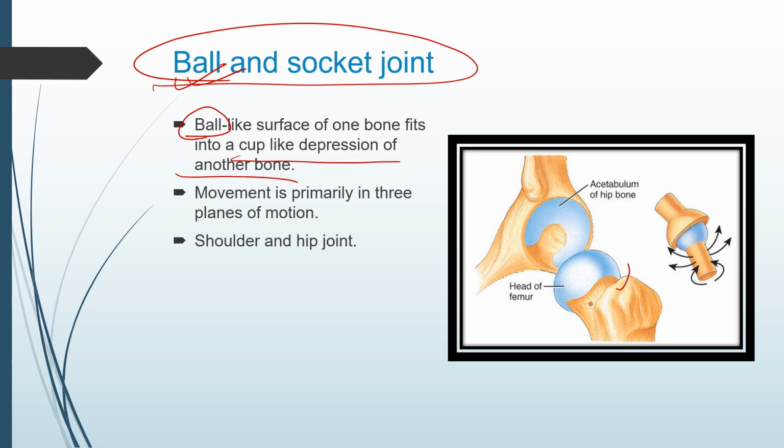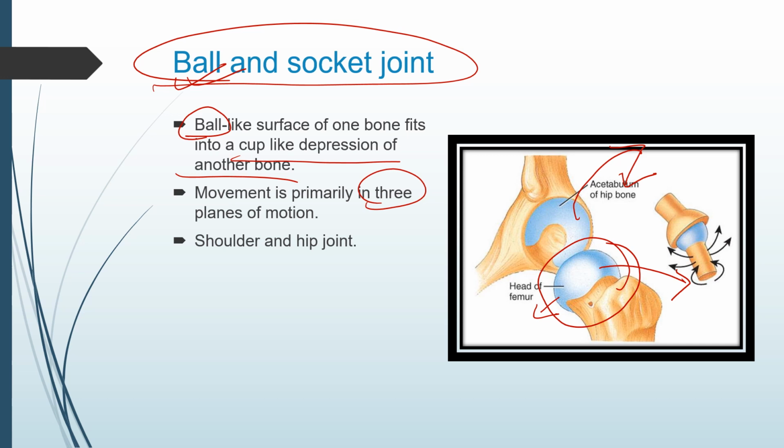If you refer to the diagram, you can see the ball-like surface coming and fitting into the depression in the other bone. What is the depression? This depression is the acetabulum of the hip bone and this is the head of the femur. So the femur is getting fixed with the depression, the acetabulum of the hip bone. Now here the joint movement is primarily in three planes of motion.